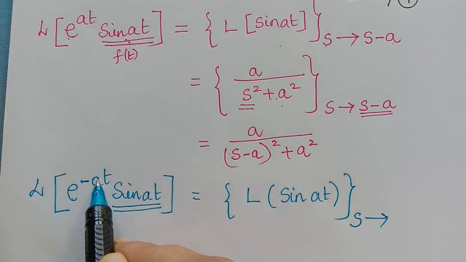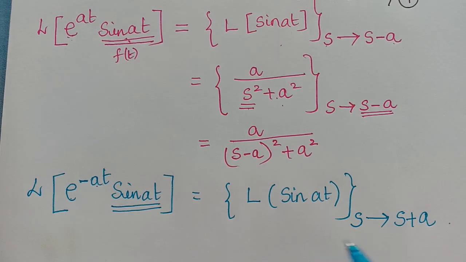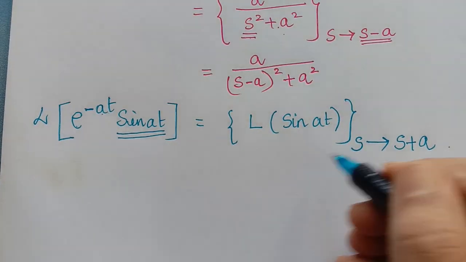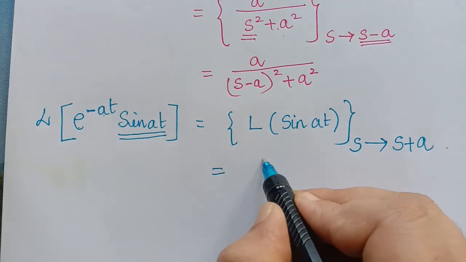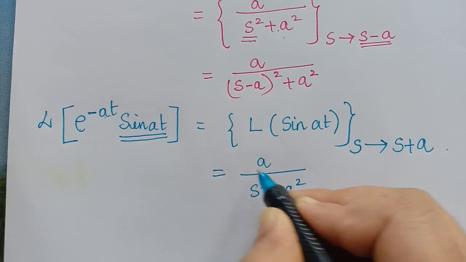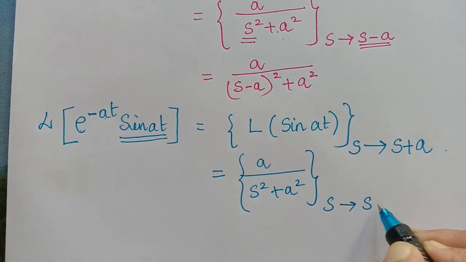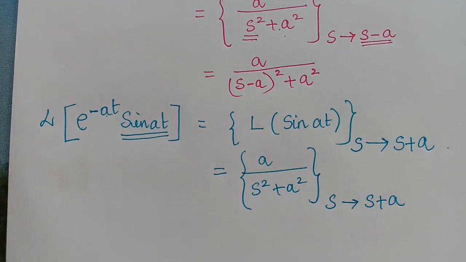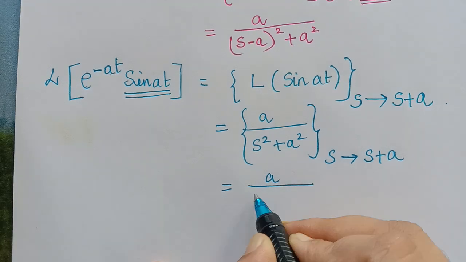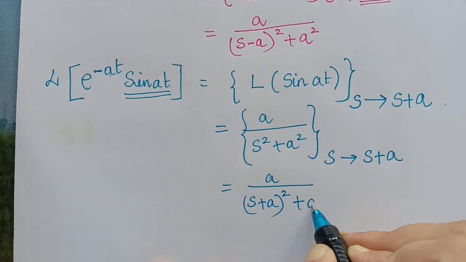So if it is minus a, we have to replace it by s plus a using the first shifting theorem. Now, what is L of sin at? We know that it is equal to a divided by s square plus a square. So in this we have to replace s by s plus a. Therefore, this will be equal to a divided by (s plus a) the whole square plus a square.